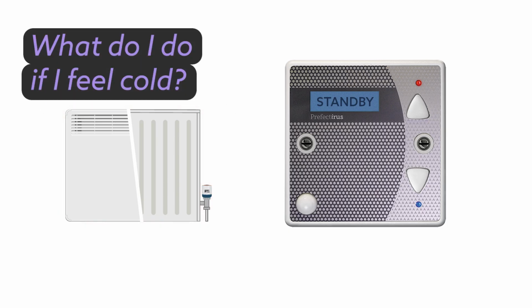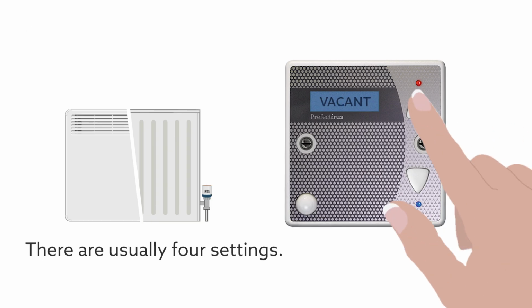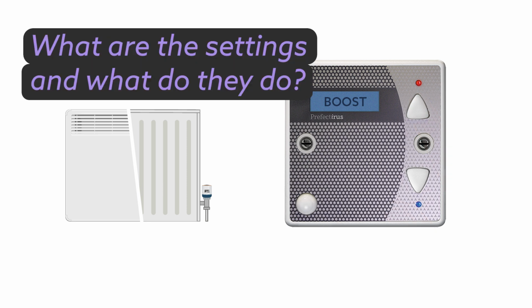What do I do if I feel cold? You can make your room warmer by touching the up button. There are usually 4 settings. The words used to describe them on the screen may differ from site to site. What are the settings and what do they do?